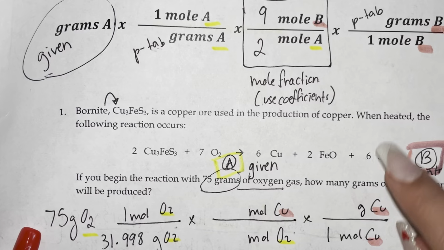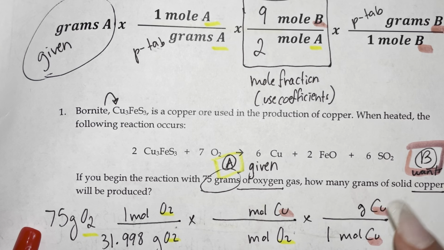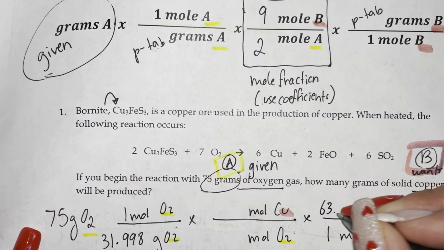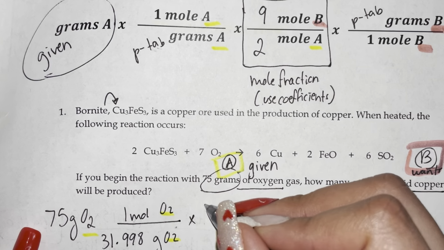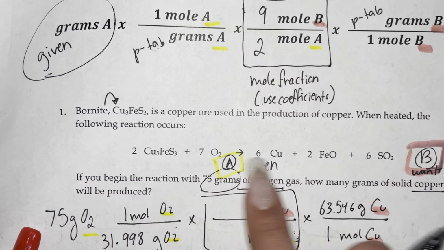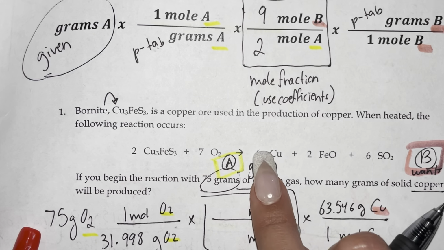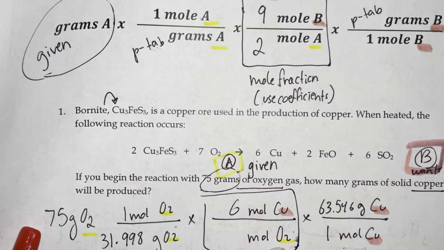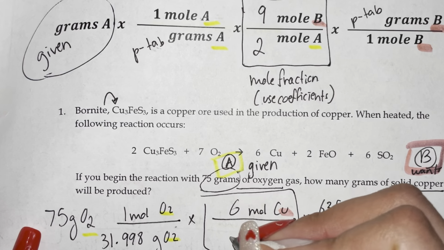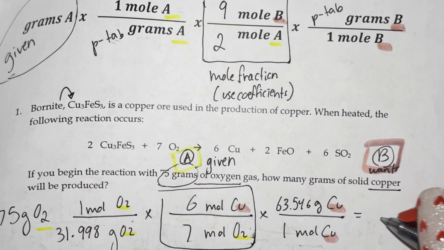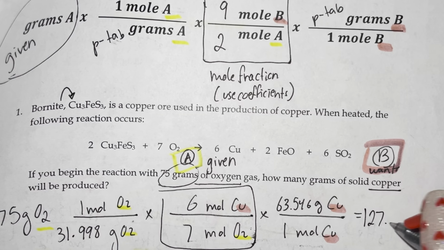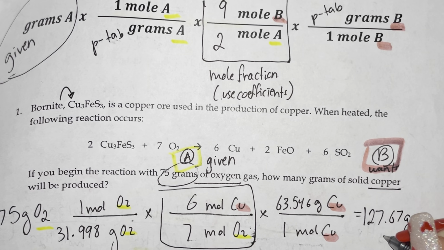See grams. Find this on your P tab. I only want 1 copper because it's just 1. 63.546. This you get from up here. You're like, copper, 6. You're like, O2, where's O2? 7. Boom. Then you're just going to multiply everything on top divided by everything on the bottom, which should give you 127.67 grams of copper.